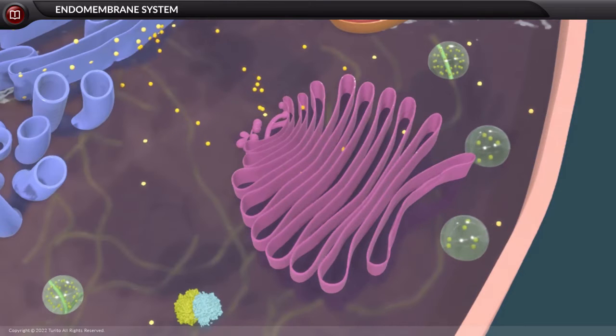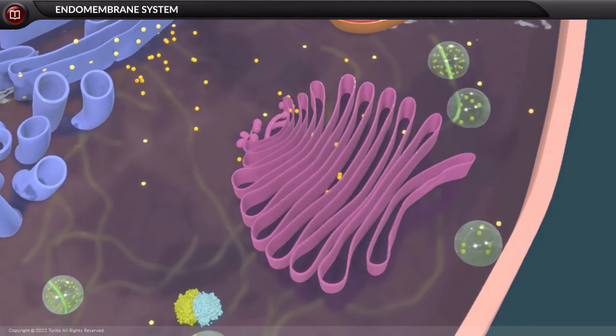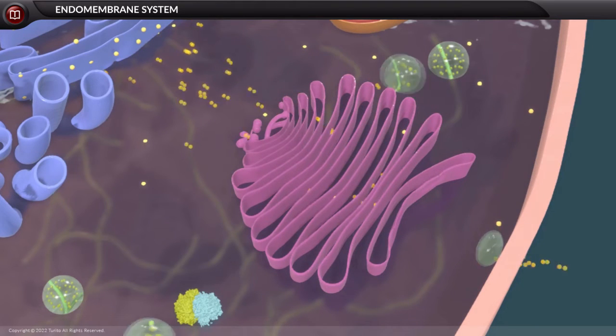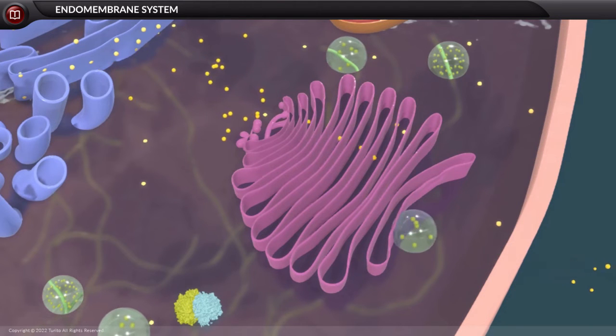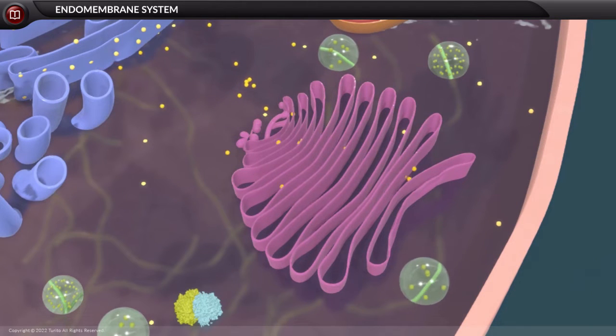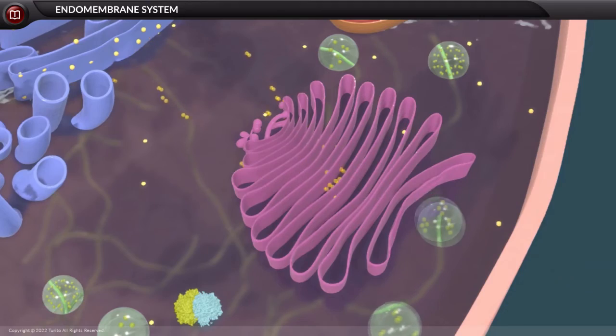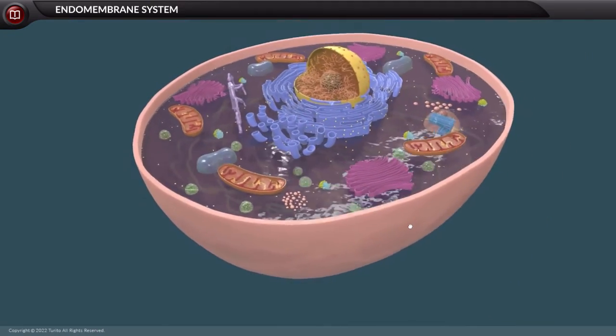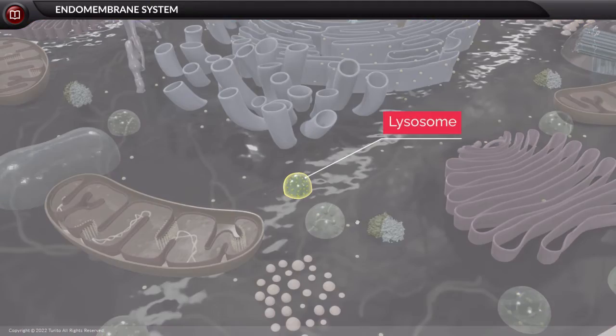Functionally, the Golgi complex receives the synthesized proteins and lipids from the ER, modifies them, sorts, packs, and transports them to their respective destinations. The next components of the endomembrane system are the lysosomes.